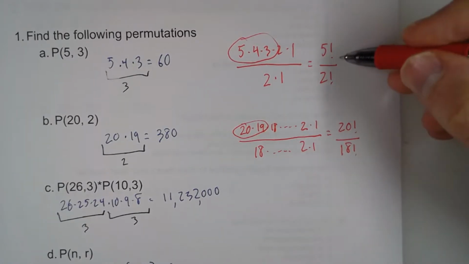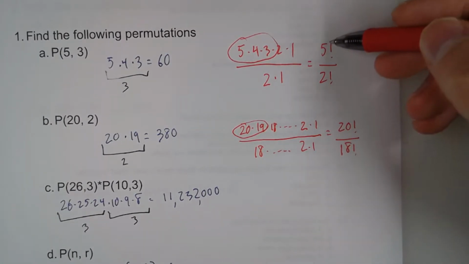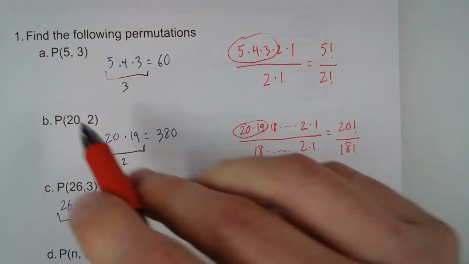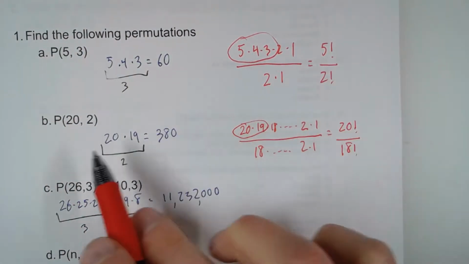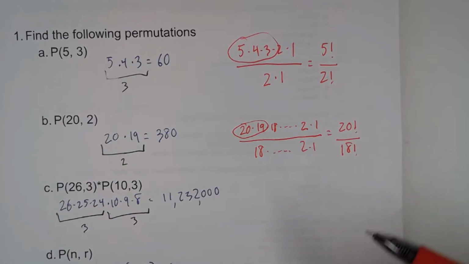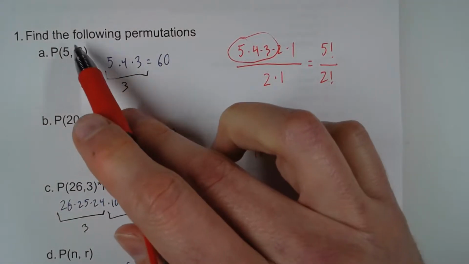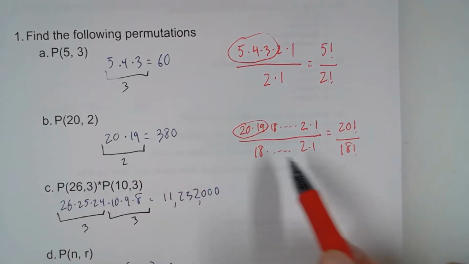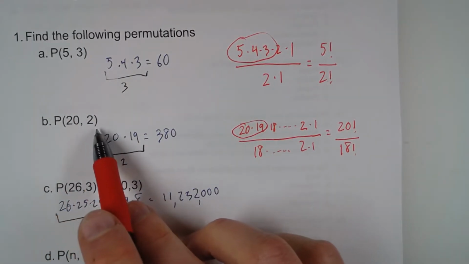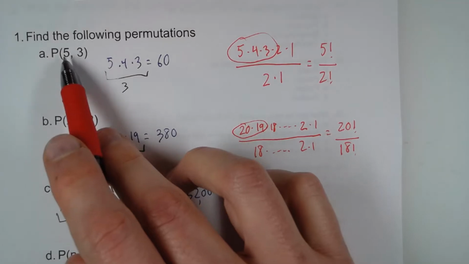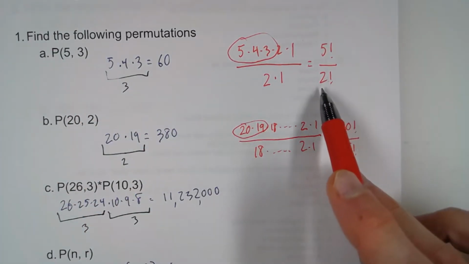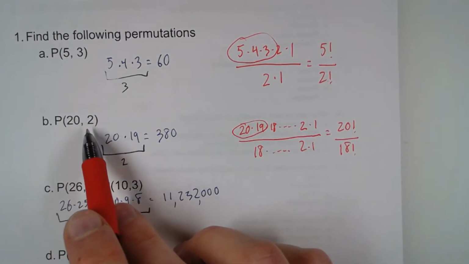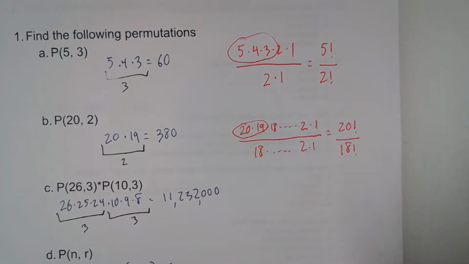And so looking at this, I see a similar structure. The number on top is that first number, 5 factorial, 20 factorial. But what about the second number? It's not 2 and it's not 18. How do I get 2 out of these 2? And how do I get 18 out of these 2? Well, if I take 5 minus 3, that gives me 2. And if I take 20 minus 2, that gives me 18.